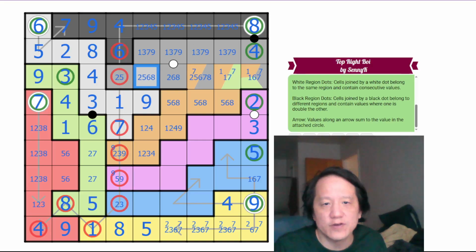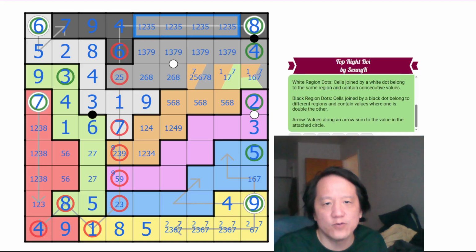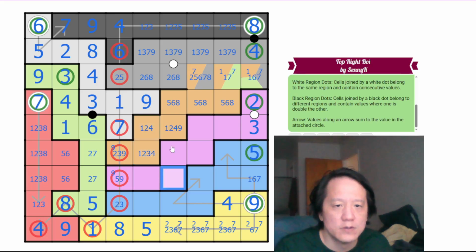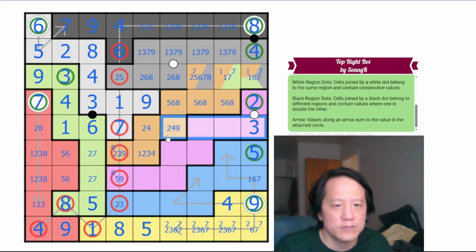5 eliminates 5 here. This can't be 4 anymore. No more 5 because of 5 in the column. No more 1 here because of 1 in the row. No 1 or 3 here because of 1 and 3 in the row.